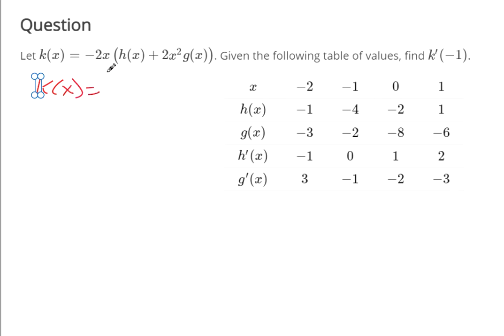So I'm going to distribute that negative 2x to everything here. So it gives us negative 2x times h of x. Not doing any calculus yet. And then negative 2x times 2x squared gives us negative 4x to the third g of x. Now, if they want the derivative, I've got to use the product rule.